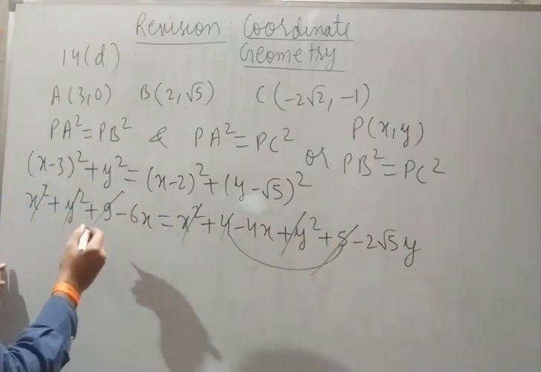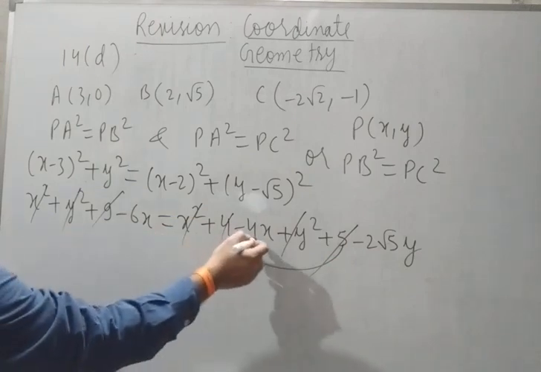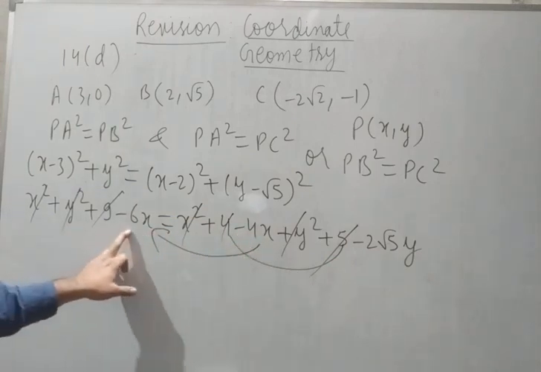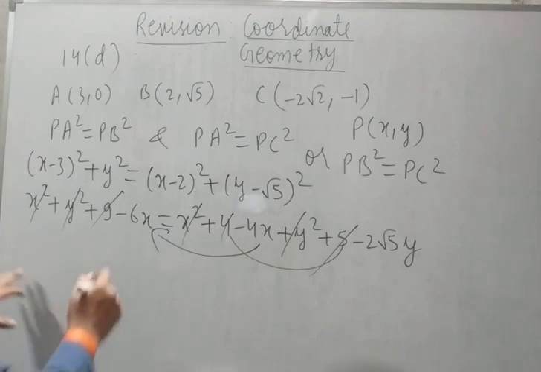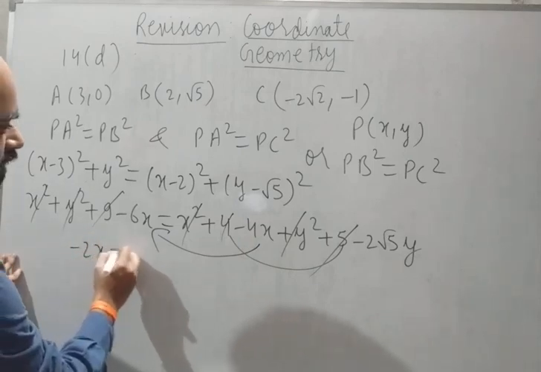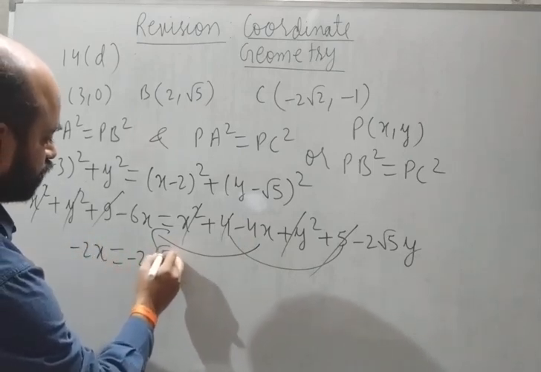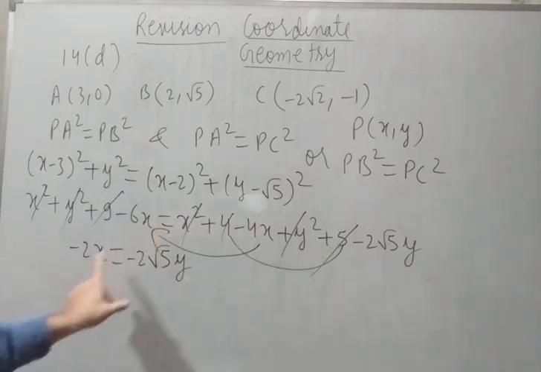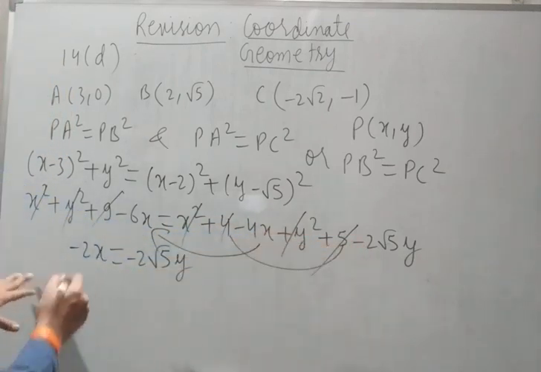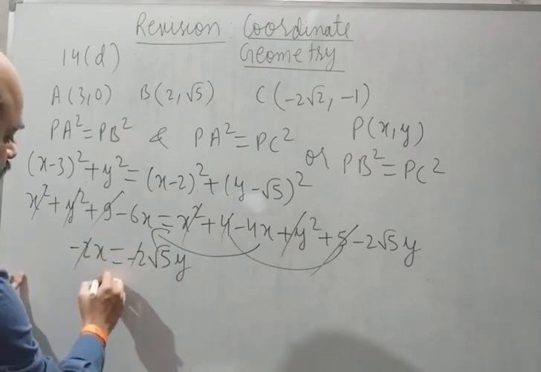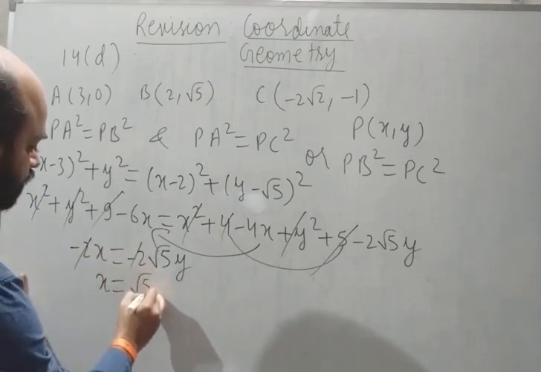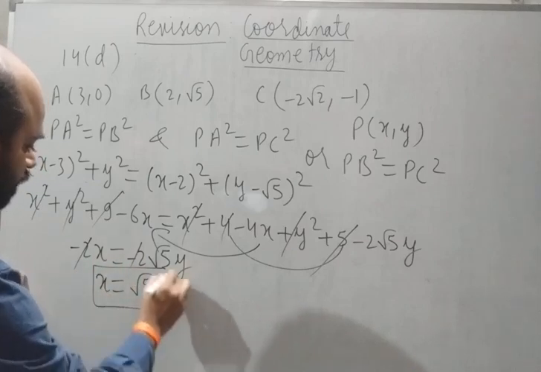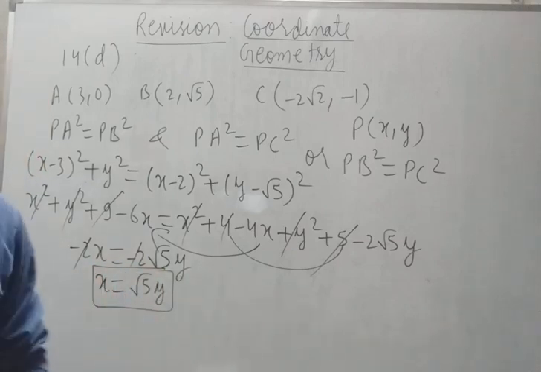What is left? Left is, see, minus 4x transposed. So minus 6x plus 4x, that will give minus 2x is equal to minus 2 root 5 y. Correct? Minus 6x plus 4x is minus 2x. So minus 2 and minus 2 cancel. It means x is nothing but root 5 y. First equation we have got: x is root 5 y. Now second equation.